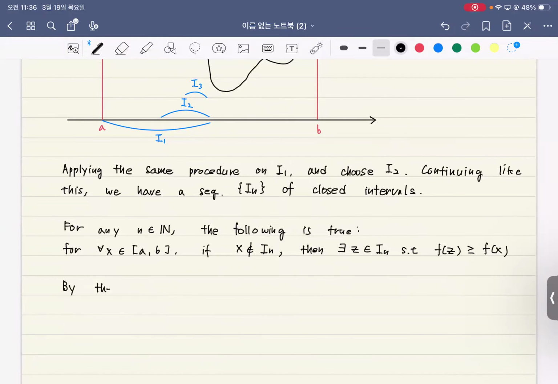By the nested interval theorem, there is a unique point C in this infinite intersection.